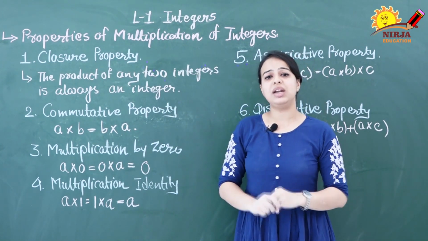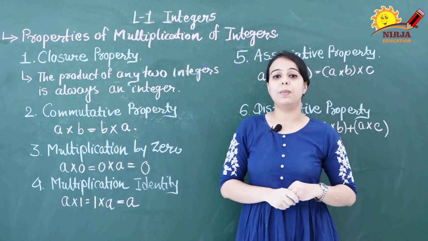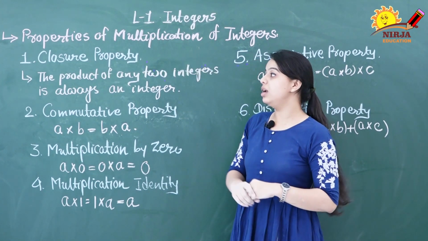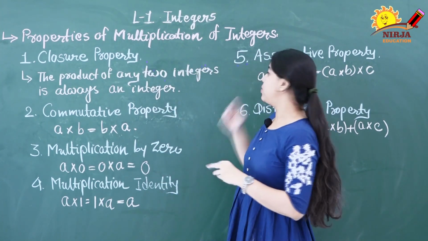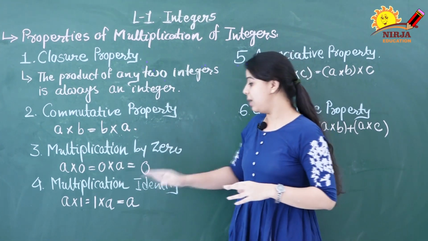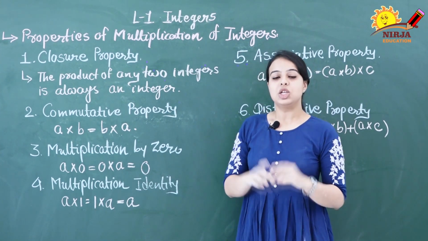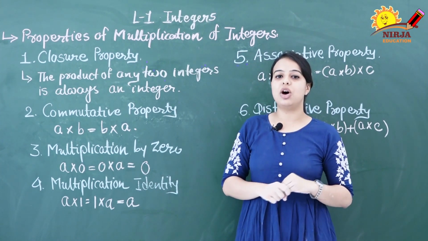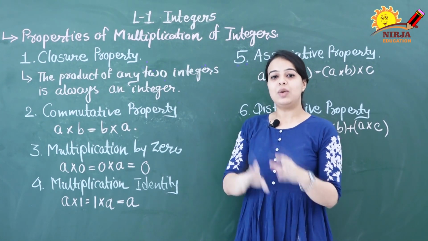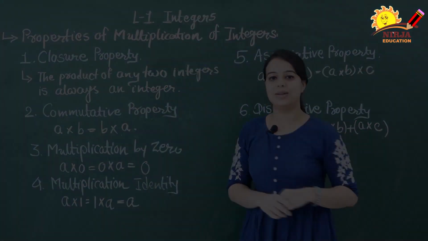And if you have seen and remember my previous parts, in previous parts we have studied the properties of addition of integers, and these 5 properties are the same also for multiplication of integers, except multiplication identity and distributive property. So you can relate the properties of addition and multiplication, and you can remember them easily. Now let's see some examples on the basis of properties of multiplication.